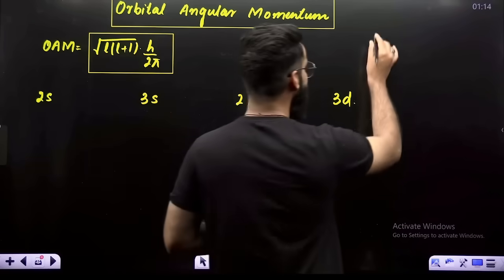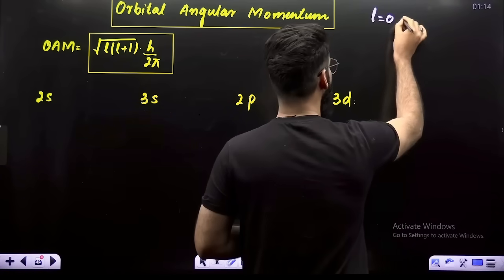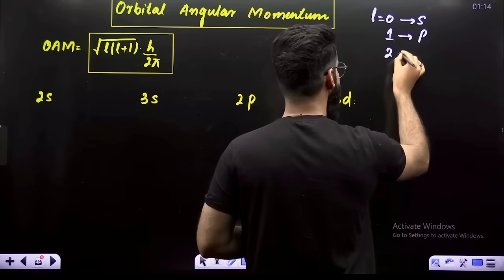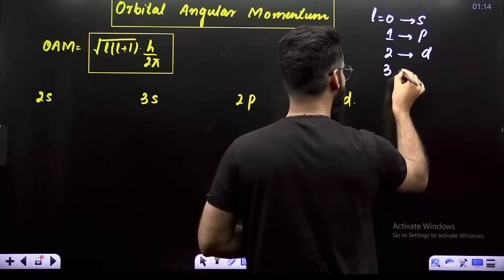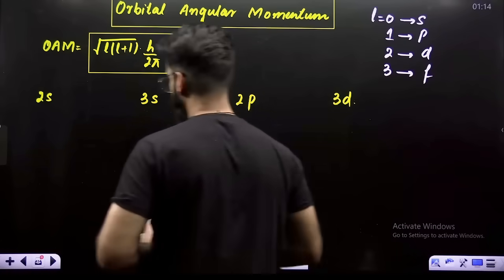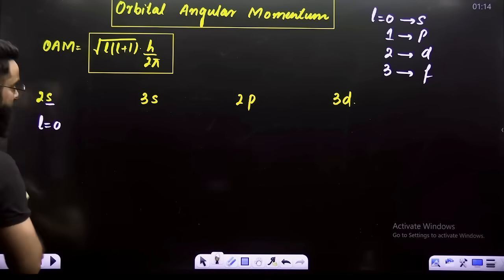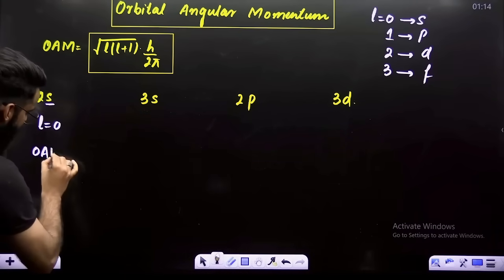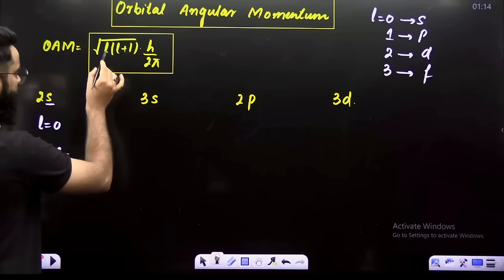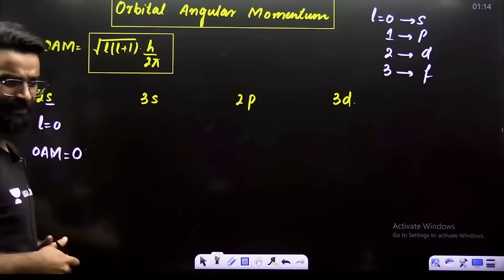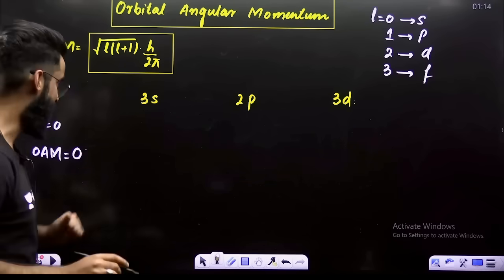My dear students, first of all, L value is taken to be 0 for S, L value is taken to be 1 for P, L value is taken to be 2 for D, L value is taken to be 3 for F. Okay. So first of all, here you have got S. For S, the value of L is 0. If the value of L is 0, I would say orbital angular momentum in case of 2S, L is 0, put the value of L as 0. So the orbital angular momentum comes out to be 0 in this particular case, right?